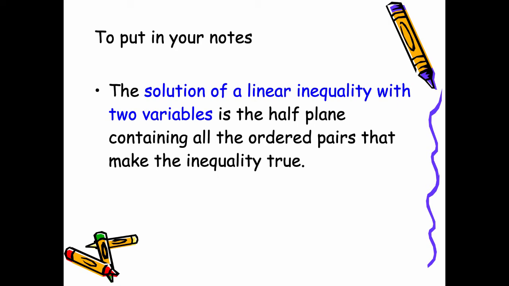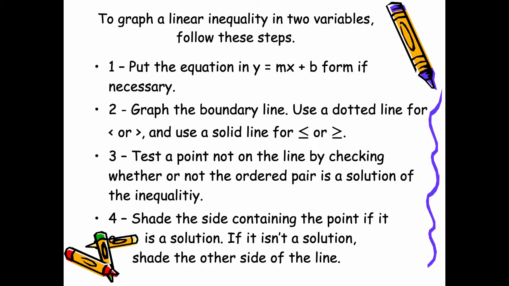The solution of a linear inequality with two variables, we have x's and y's, is the half plane containing all the ordered pairs that make the inequality true. And that's the key: when we do inequalities in two variables, we will graph them to find the solution sets, because there's multiple answers that work. And it's the half plane that contains all those ordered pairs.